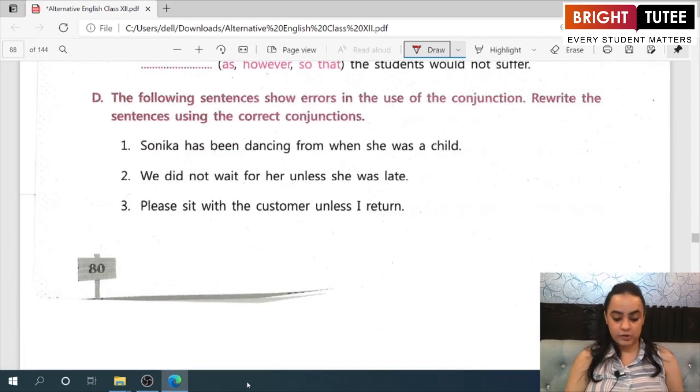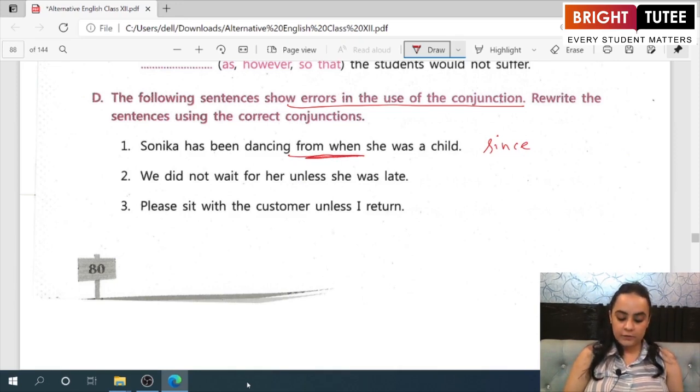Now in this question it says that there are errors in the use of conjunction. We have to identify those errors and rewrite the sentences using the correct conjunctions. Sonika has been dancing from when she was a child. So Sonika has been dancing since she was a child.